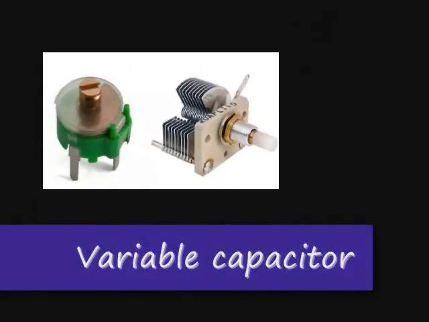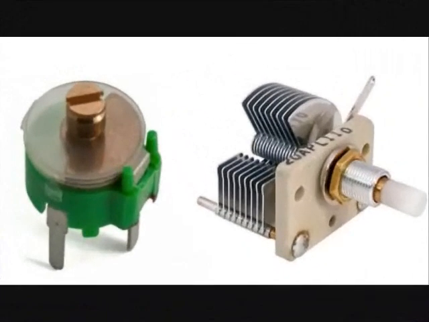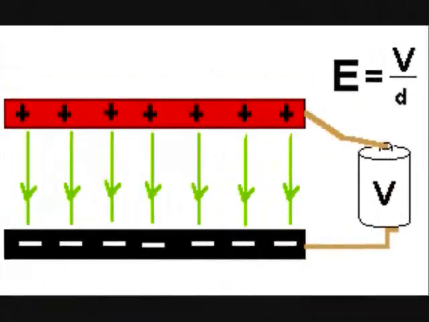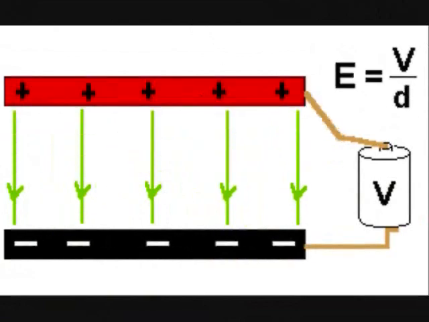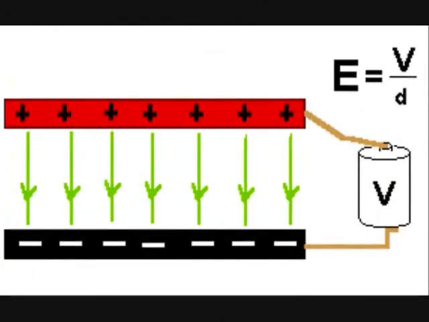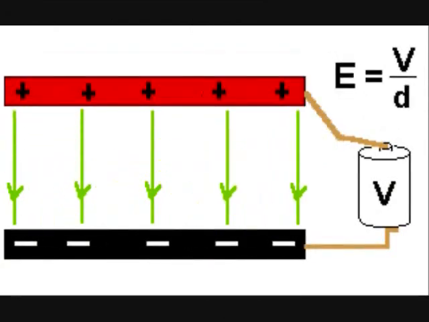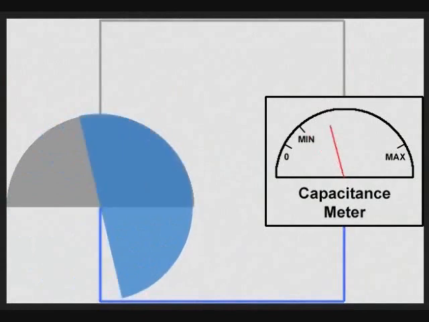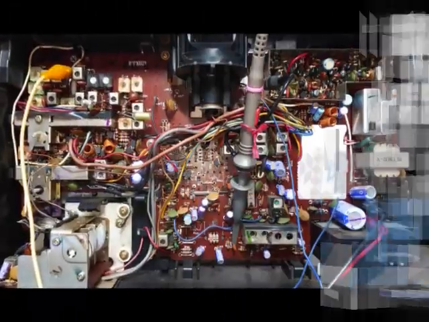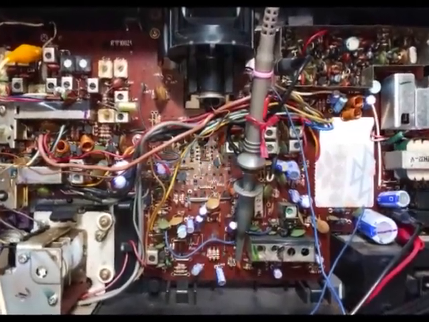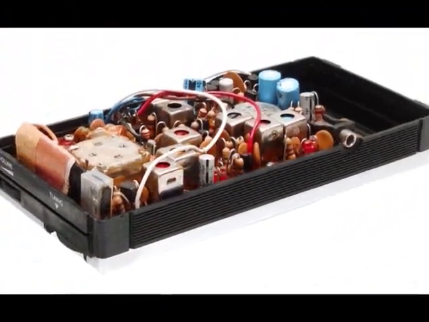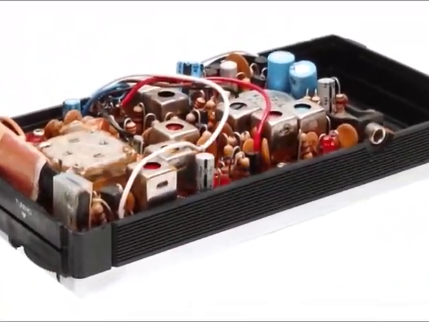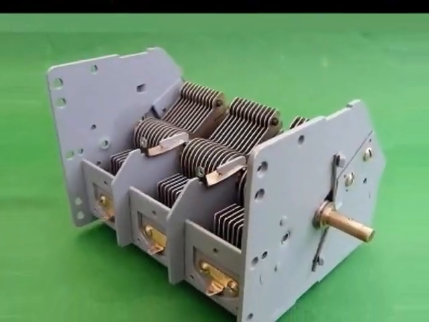Variable capacitor. The capacitance of a capacitor can be changed by three factors. 1. The distance between the conductor plates. 2. Changing the area of the plates. 3. Dielectric type. The capacity of variable capacitors can be changed mechanically and electrically, and they are usually used in telecommunication circuits.